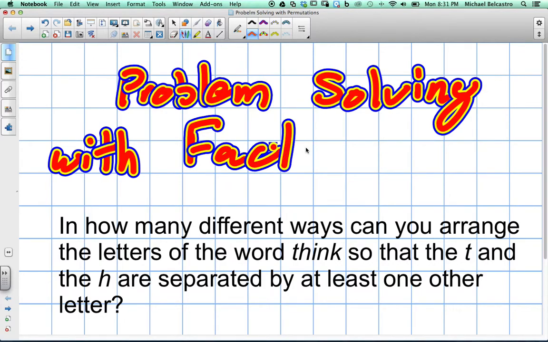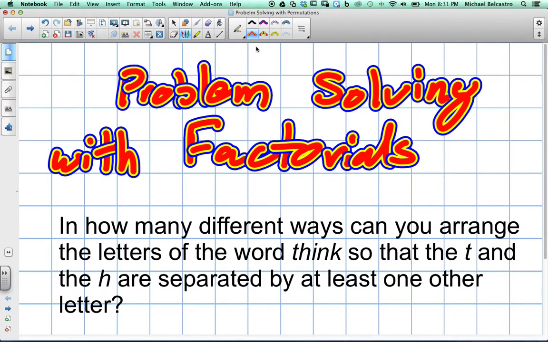But anyways, let's read our question. The question is, how many different ways can you arrange the letters of the word think so that the T and the H are separated by at least one other letter? And the phrase "by at least one other letter" is really important, okay?